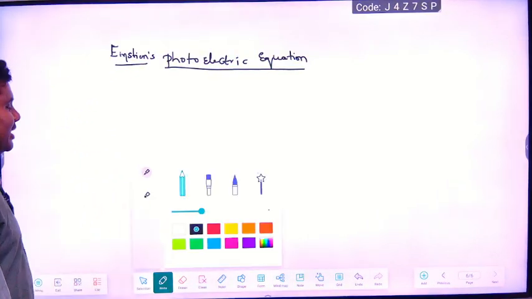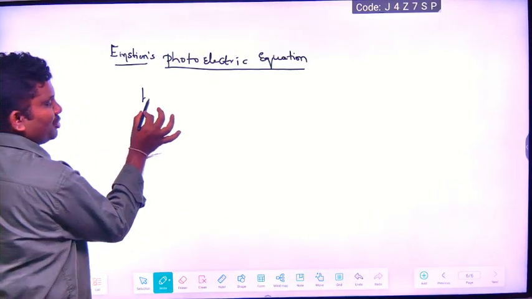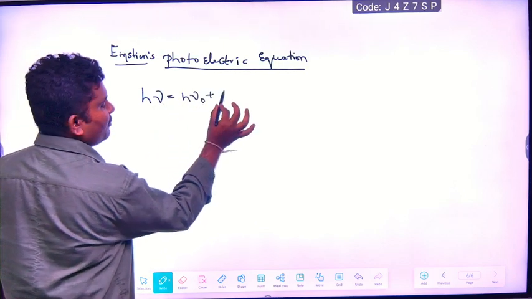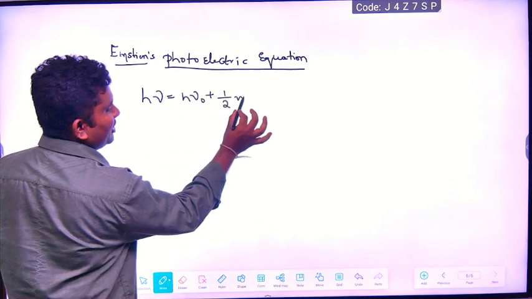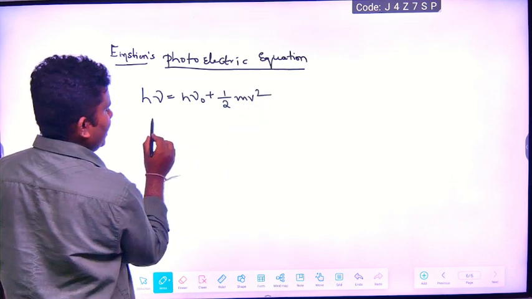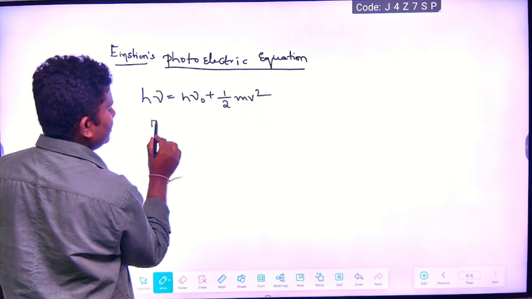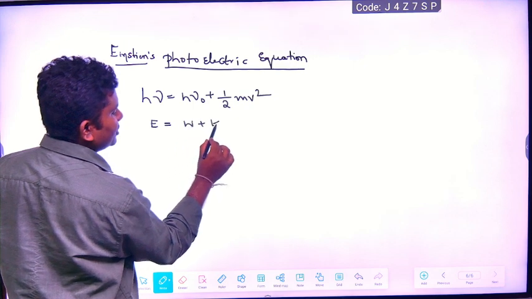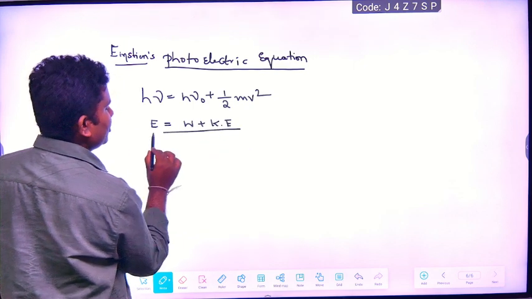Okay, what is Einstein's photoelectric equation? h nu is equal to h nu naught plus half m v square. Very good. h nu is the incident energy, h nu naught is the work function, plus kinetic energy. Correct, right? Just take the question.